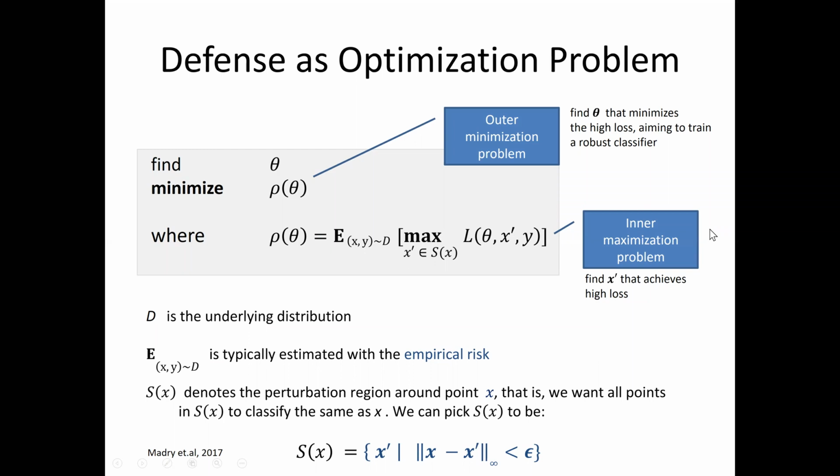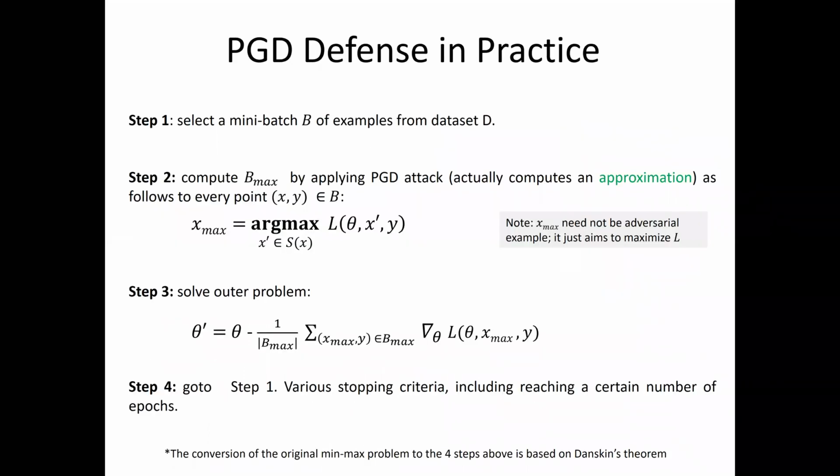All right, so let's see how we solve this min-max optimization problem in practice, which is interesting. So here's the way that it typically gets implemented in practice. It's going to be in several steps. So first, we're going to select a mini batch of examples from the labeled data set that we're given, right? That comes from the underlying distribution.